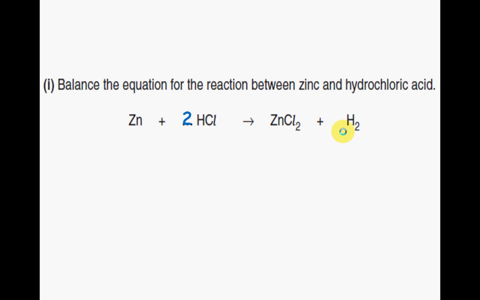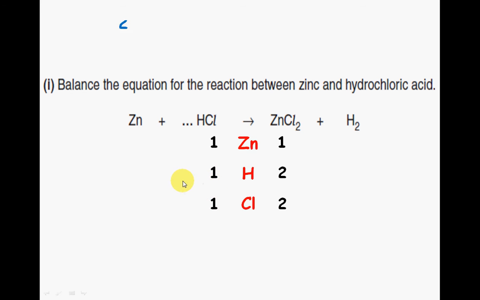So let's identify the elements. We've got zinc, hydrogen, and chlorine. Now, how many of each one do I have on either side? You should be able to do this quite well. Zinc is balanced, however my hydrogen and my chlorine are not. So what must I multiply each one by in order to have 2? I need to multiply it by 2.